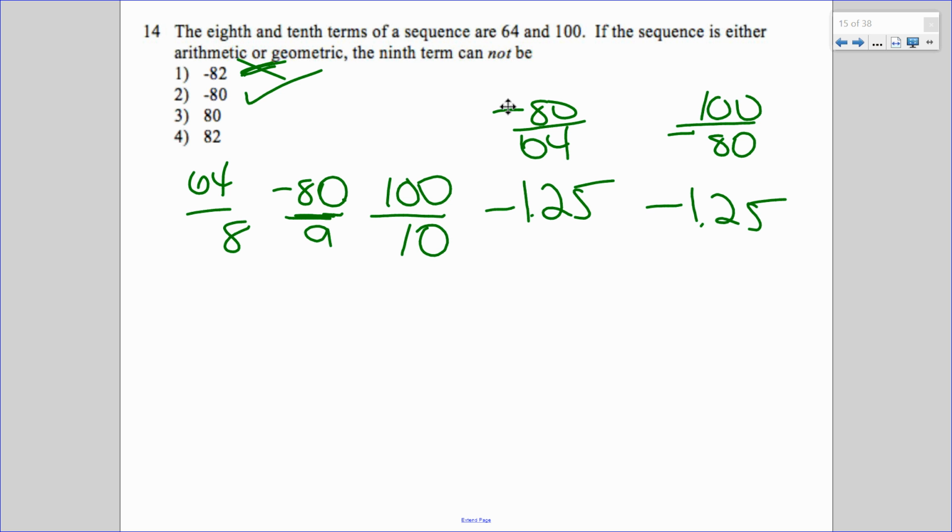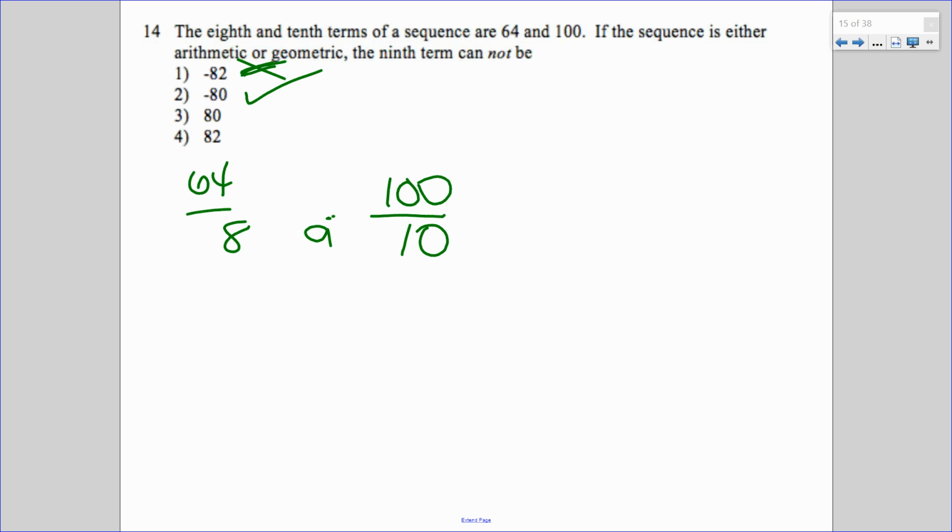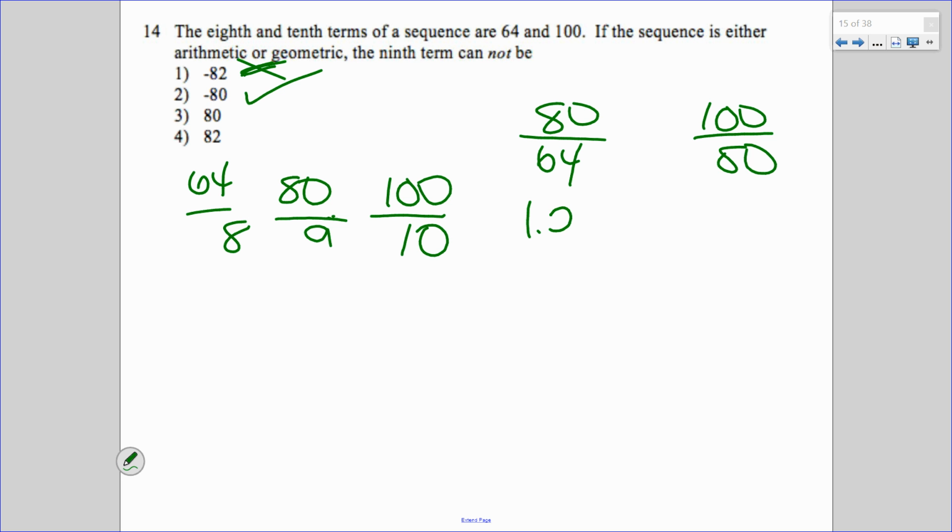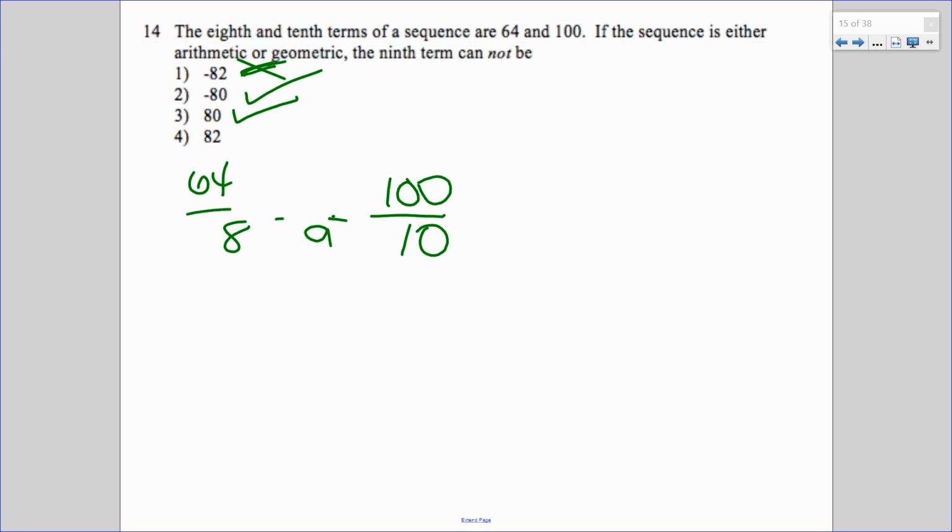Positive 80, well, that's not going to require too much work from us because we just kind of did that with the negative. But I will do it again. If it's positive 80, again, I can try arithmetic or geometric. I just did geometric. So 80 divided by 64 and 100 divided by 80 are both going to be positive 1.25. So yes, they could be geometric with a common ratio of positive 1.25. Finally, I can try 82.